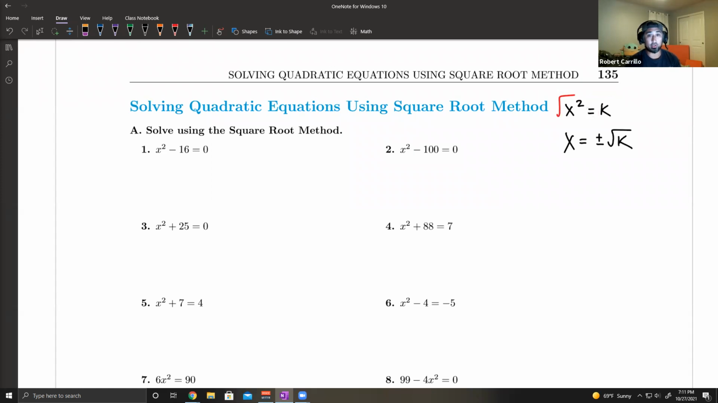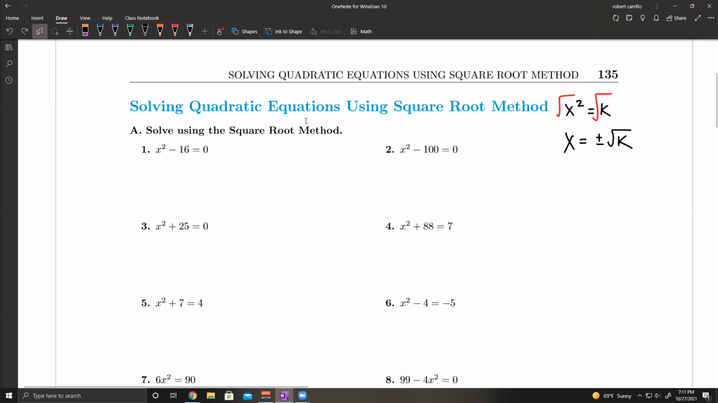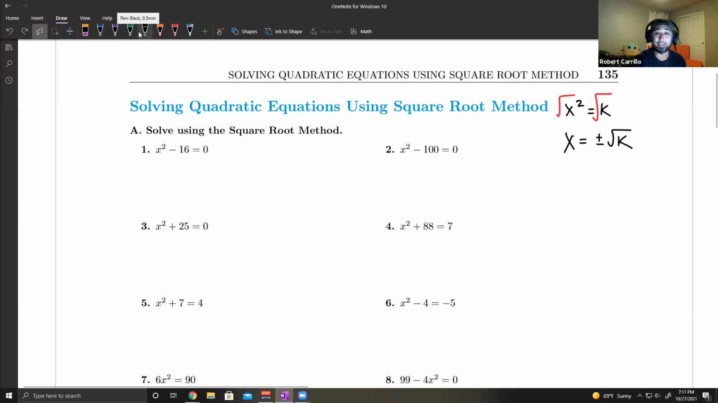So in order to solve for x, we square root both sides. Well, we need to get the x squared by itself. And then after you get x squared by itself, you square root both sides and solve for x. Okay, seems pretty straightforward, right? Definitely a lot less formula than the quadratic formula.